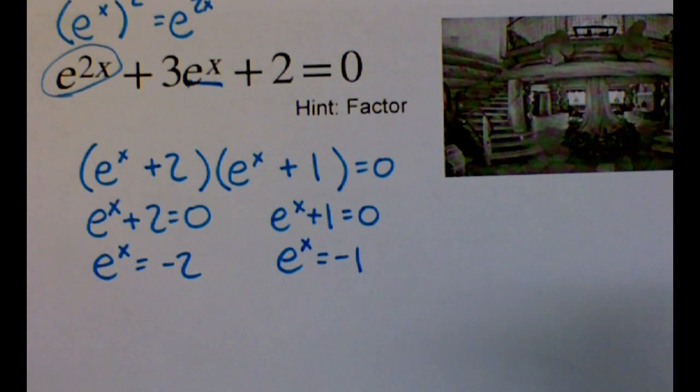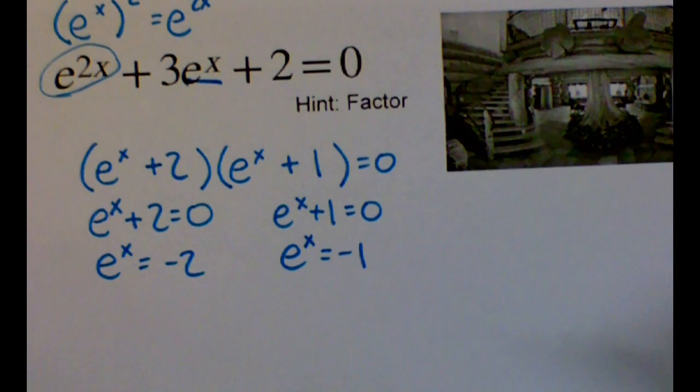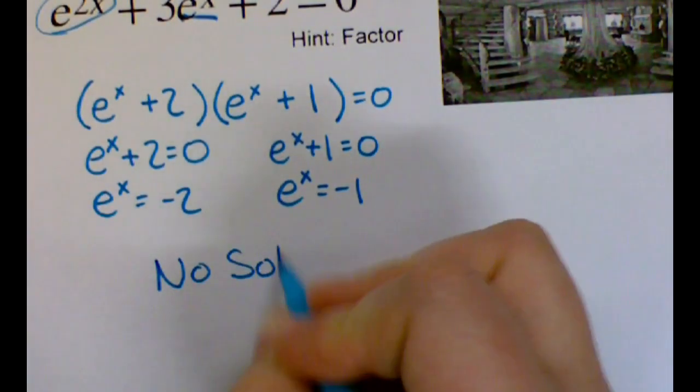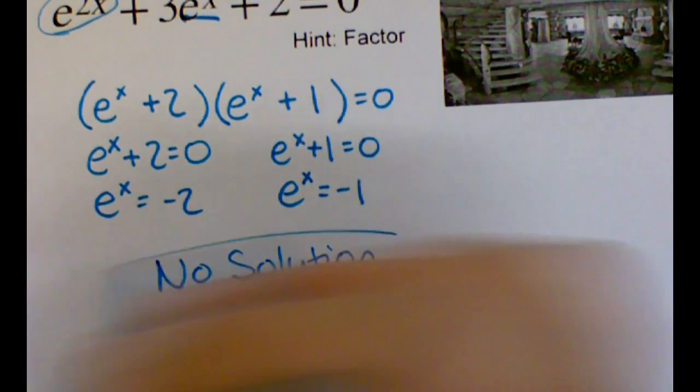Now, when will e to a power ever equal a negative? Never. We could take the natural log of both sides, but we would find that there's actually no solution to this. Man, all that for nothing.